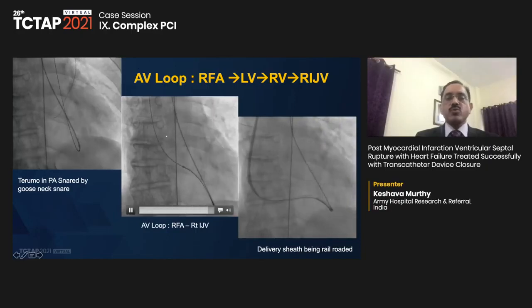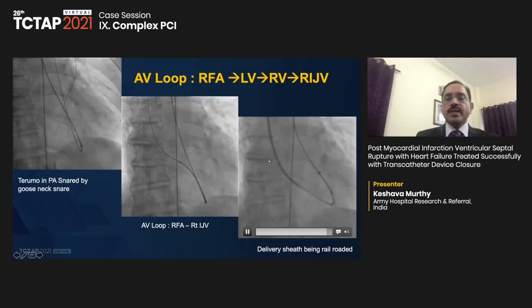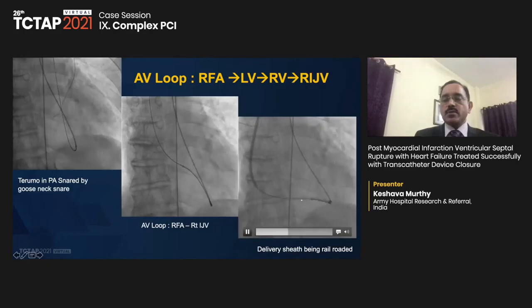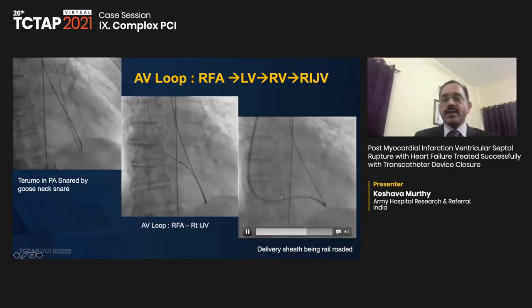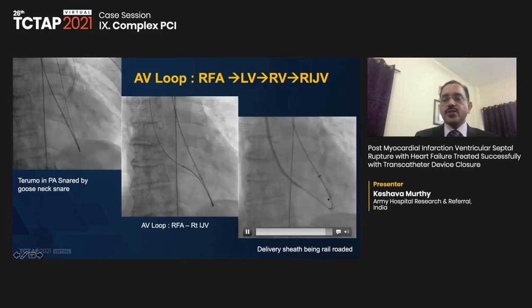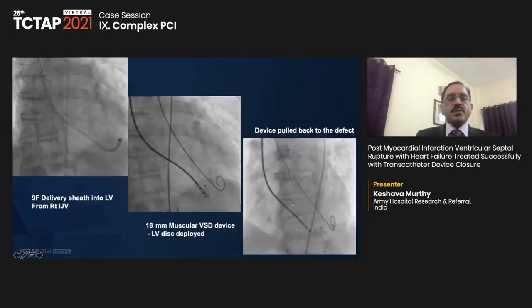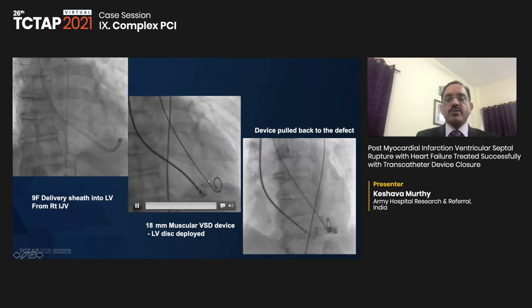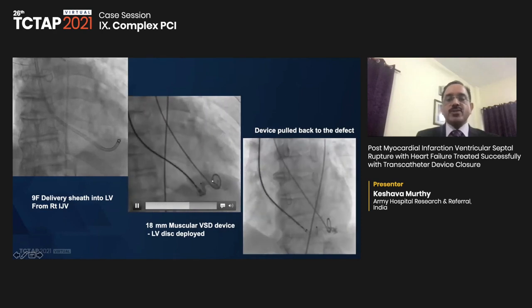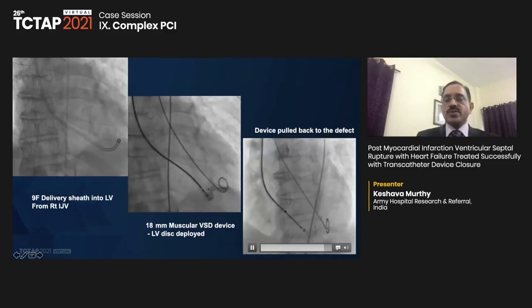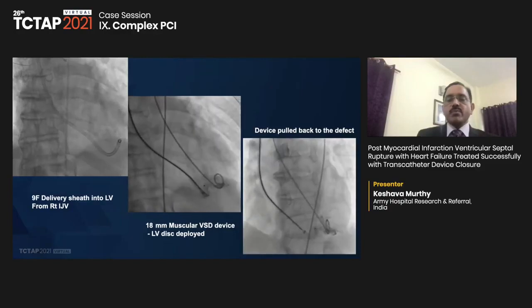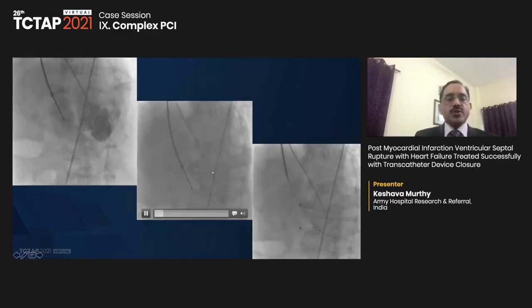So once this AV loop was established, over this loop, a 9 French delivery sheath was brought in by kissing catheter technique to prevent entanglement in the chordae and the tissue at the rupture site. We placed the delivery sheath in the left ventricle. We brought in the 18 millimeter device, deployed the left ventricular disc. We checked with the hand injection through the pigtail, positioned the device exactly at the rupture site, pulled it back gently but firmly. After confirming the position, we deployed and released the device.